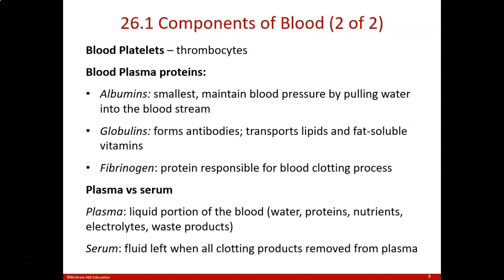Another word that's important to understand is the difference between plasma and serum. So plasma is the liquid portion of blood. Serum is the fluid that is left over from the plasma when you remove all of the clotting products. So plasma includes the clotting products. Serum is when you take those clotting products from the plasma, and that's what's left. And a lot of our basic lab tests function off of serum. We remove all the clotting factors, and then we do a lot of different chemical analysis on the serum.